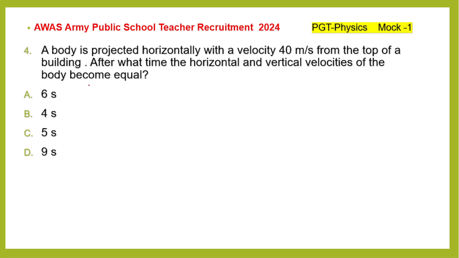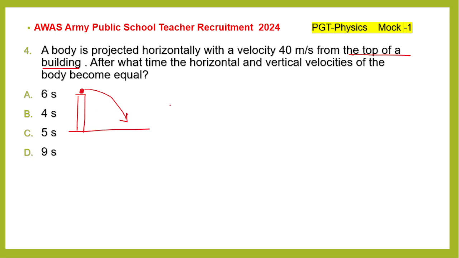See the fourth question. A body is projected horizontally with a velocity of 40 meter per second from the top of a building. After what time do the horizontal and the vertical velocities of the body become equal? First, draw the diagram. And this is the top of the building. At first, this body is at rest. From this top position, this body is projected horizontally, right?